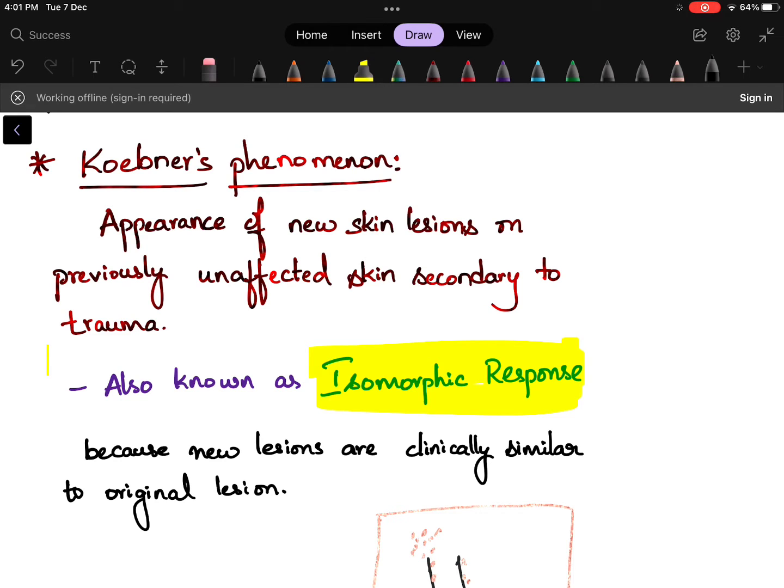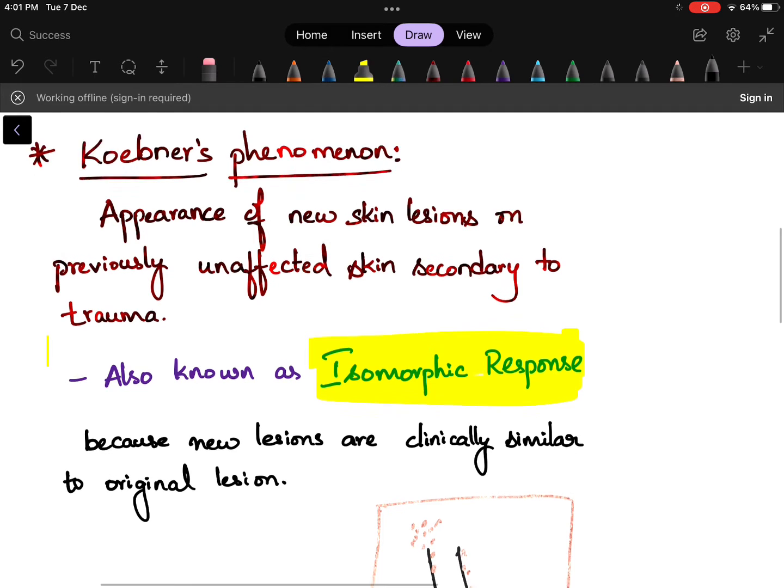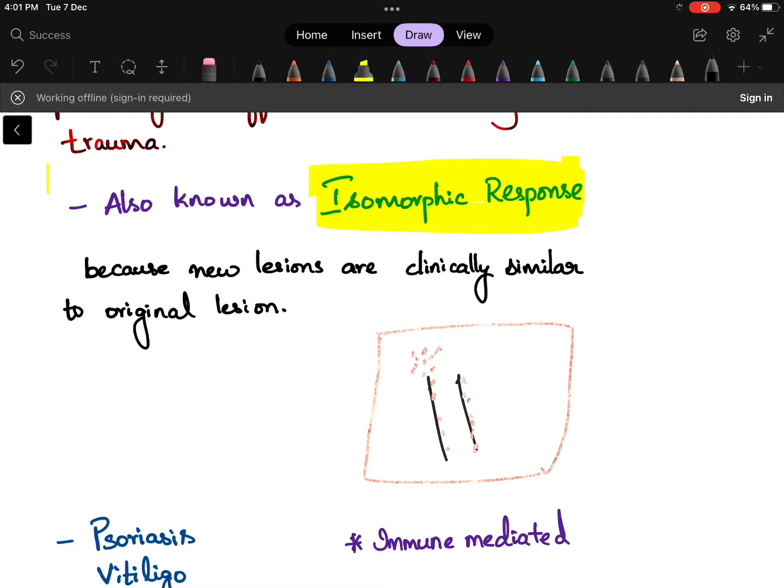First, what does Koebner's phenomenon mean? It is the appearance of new skin lesions on previously unaffected skin secondary to a trauma. What does this mean? For example, see here, this is a skin patch. Assume that this area is your skin patch, what I am showing here, and in this area you have a skin lesion. Now, if I make a trauma, usually a mechanical trauma, then skin lesions which are actually not here may appear after a certain time.